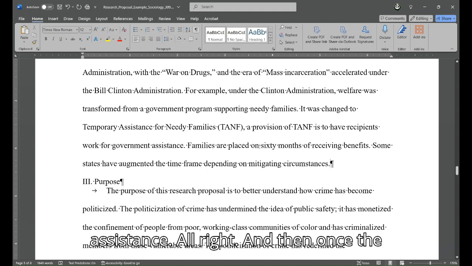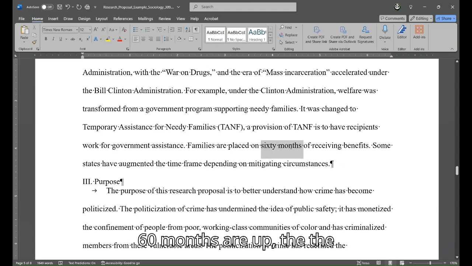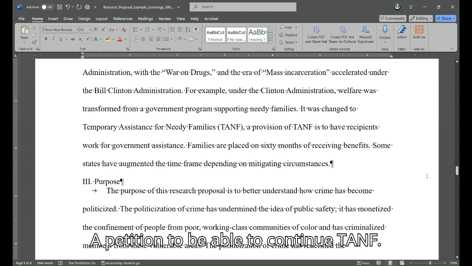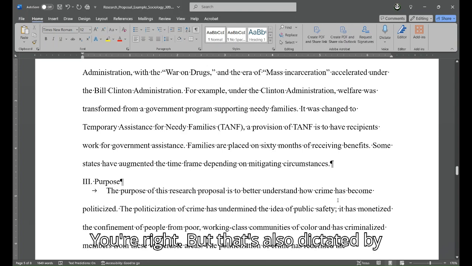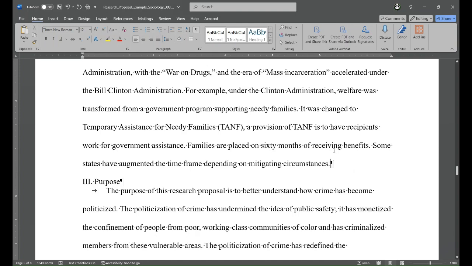All right. And then once the 60 months are up, the family can no longer remain on TANF unless states have provided a petition to be able to continue TANF. But that's also dictated by the state. Okay.